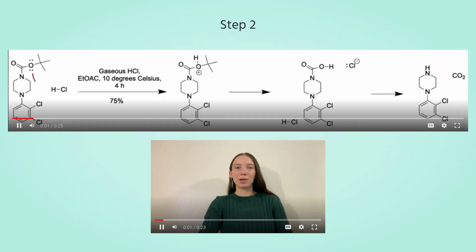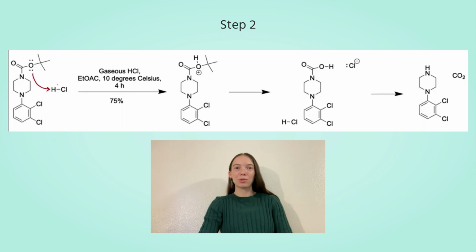The oxygen in the Boc protecting group grabs a hydrogen from the hydrochloric acid in solution to become protonated. Once protonated, the tert-butyl group folds down its electrons to make an alcohol. Then the negatively charged chloride ion comes back in to deprotonate the alcohol, and what remains of the Boc protecting group leaves as carbon dioxide as the amine gains a hydrogen.